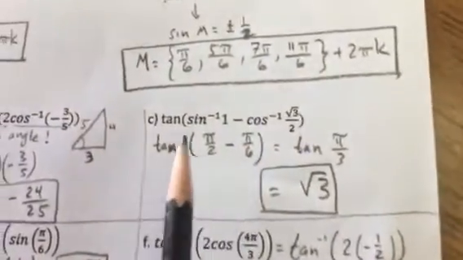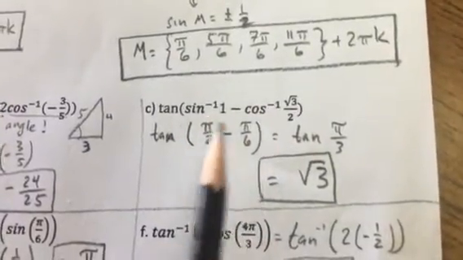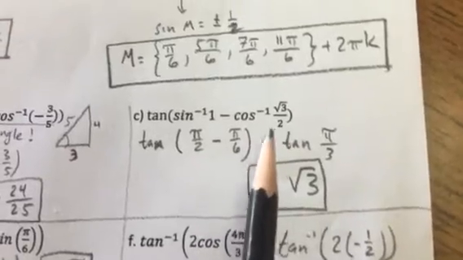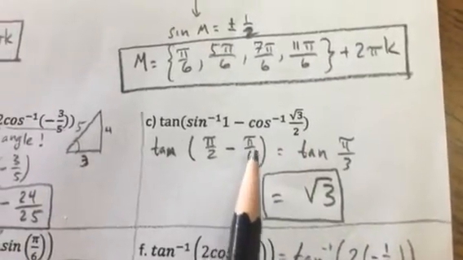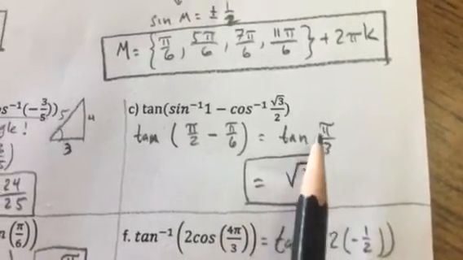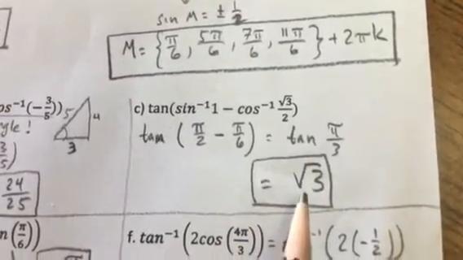Part C. Tangent of this thing right here. Well, inverse sine of 1 is pi over 2. Inverse cosine of root 3 over 2 is pi over 6. Pi over 2 minus pi over 6 is pi over 3. So I'm taking the tangent of pi over 3, which just equals square root of 3.